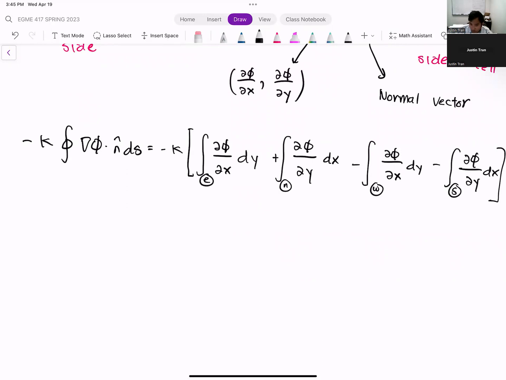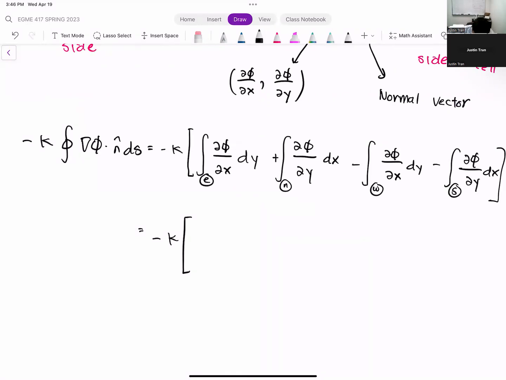I'm bringing this form up because it is going to be useful for us when we apply our boundary conditions. For each of these integrals, we've simplified as much as we can. The next step is to apply the trapezoidal rule to evaluate each of these integrals.